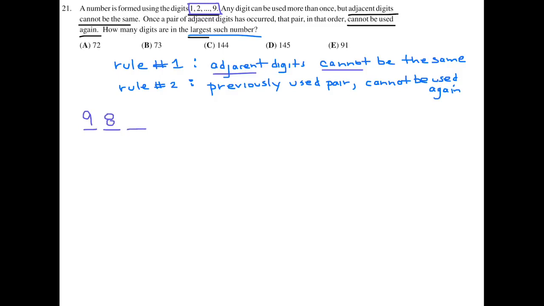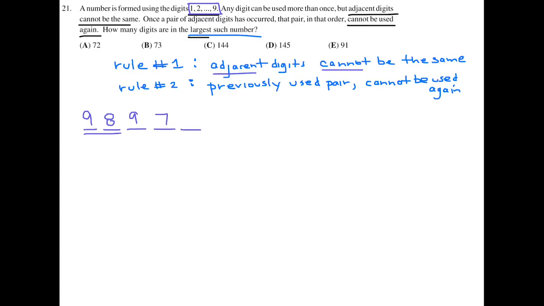Now let's get to the third digit. Again, I want this digit to be as large as possible. So can I put a 9 here? I can. Now we get to the fourth digit. Can I put a 9? Well, no, because rule number 1 will not be met. Can I put an 8? No, because that's where rule number 2 kicks in. You can't put a previously used pair again. So I put 9, 8 already. I can't put another 9, 8. So I can only put a 9, 7.